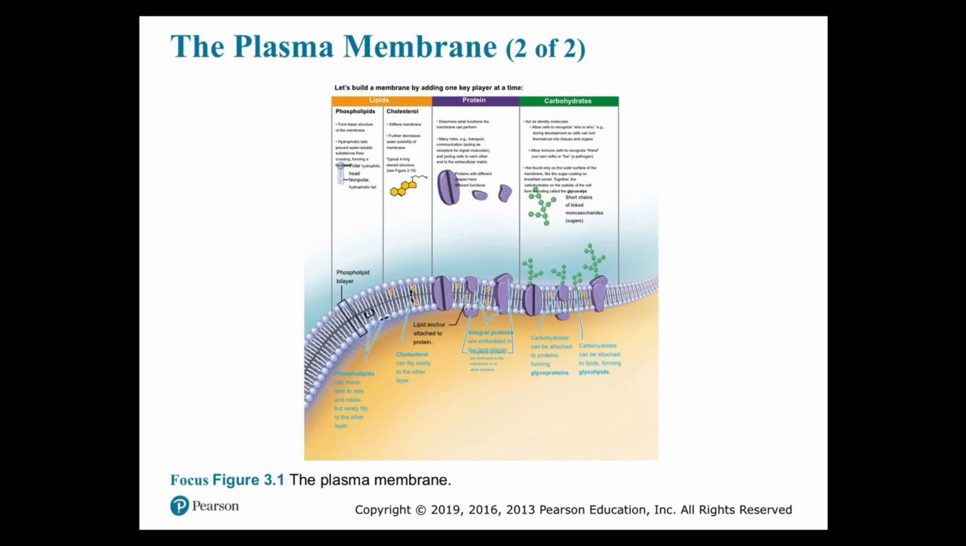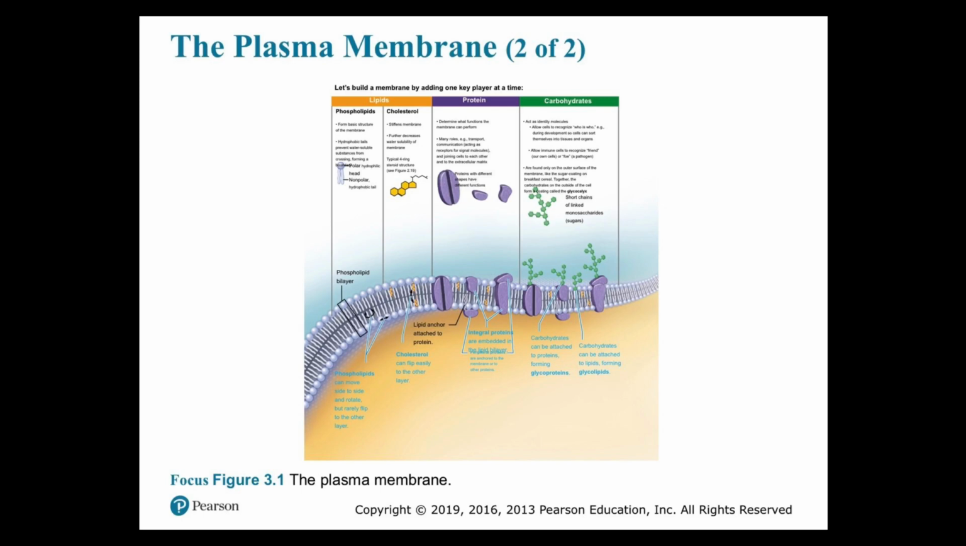Another lipid is cholesterol, which helps stiffen the membrane. And then we have proteins, and proteins determine what functions the membrane can perform. So it could be transport, communication. So you can have integral proteins, which are integrated within the membrane. They're embedded in the membrane. You also have peripheral proteins, which are not embedded. They're found on the outside.